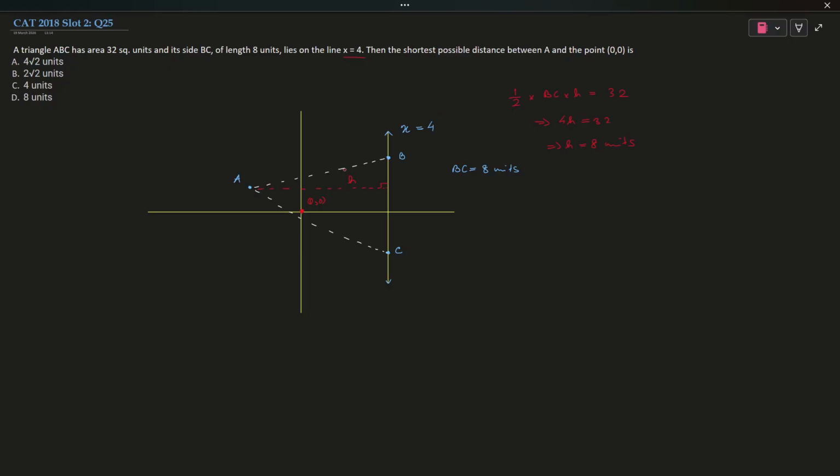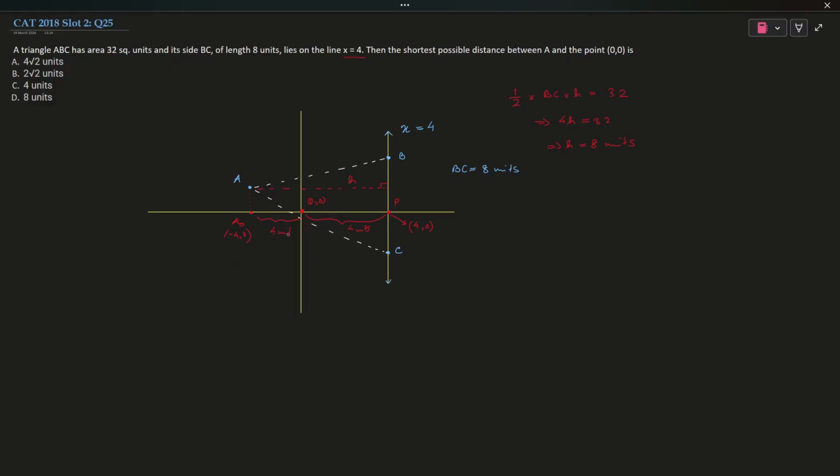Now be very careful here, guys. x is equal to 4. It lies on the line x equal to 4. That means this point is 4 comma 0. That means from origin to this point the length is 4 units. That means this entire height we have is 8 units. Let's say this point is A naught. This point will be minus 4 comma 0. Why? Because the total length is 8. From the origin to this point, let's say P, the length is 4 units. So this must also be 4 units.